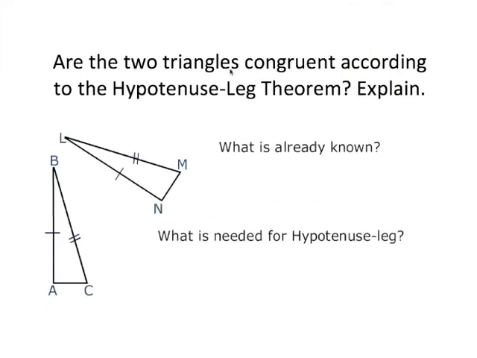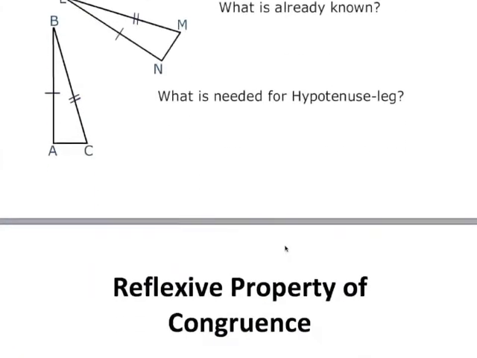Take a look at this. Are the two triangles congruent according to the hypotenuse leg theorem? Explain. What do we know? And what do we need? What do we need for the hypotenuse leg theorem? Bring your answer to class.